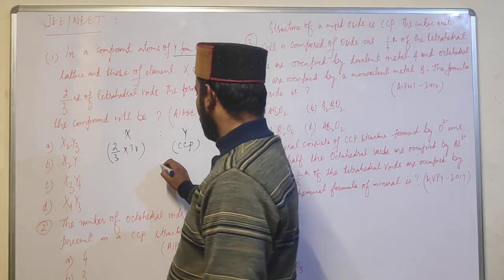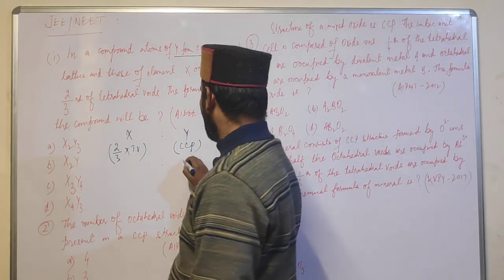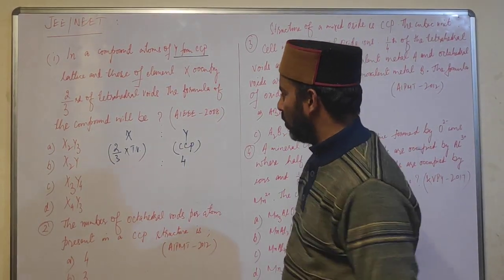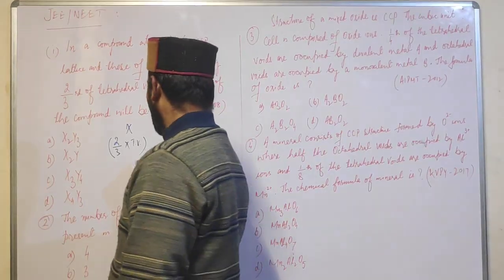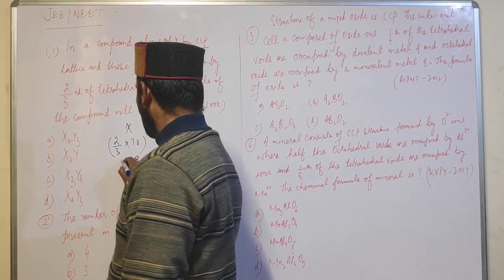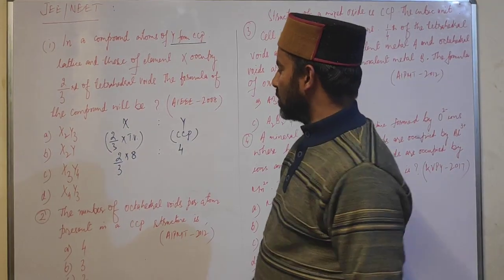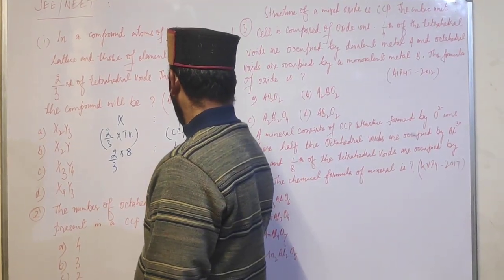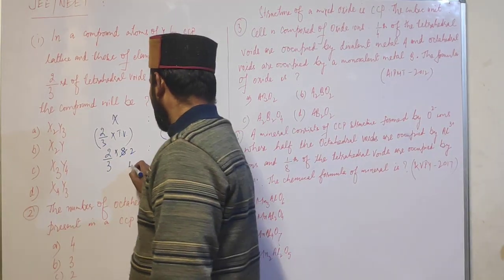Now students, we know that since Y is adopting CCP lattice, there are 4 Y atoms per unit cell, as CCP is called also FCC. The number of tetrahedral voids therefore are 8, and how many are occupied? Only 2/3. So when we solve this, we find this is 4 2s are 8. So this is 4 is to 3.